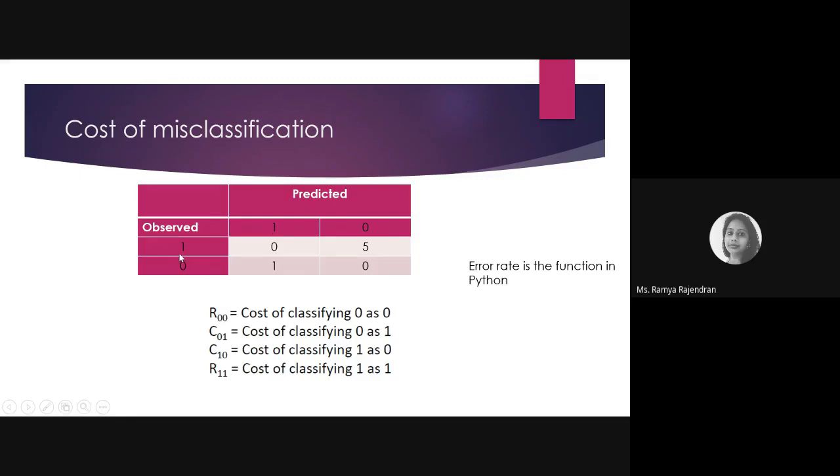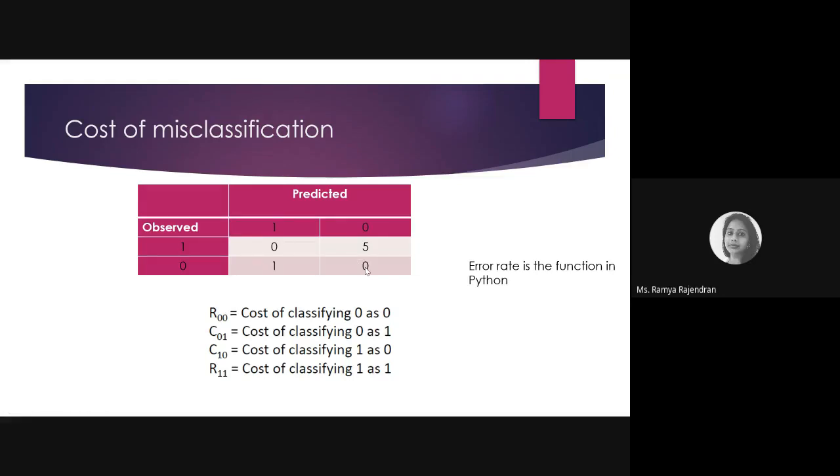Here we have classified 1 as 1. In that case, we are not going to apply any penalty because things are right. If you classify 0 as 0, we're not going to give any penalty because it's been classified right.